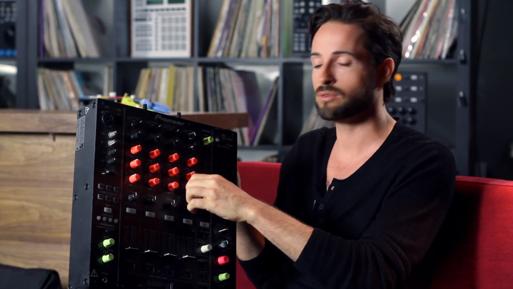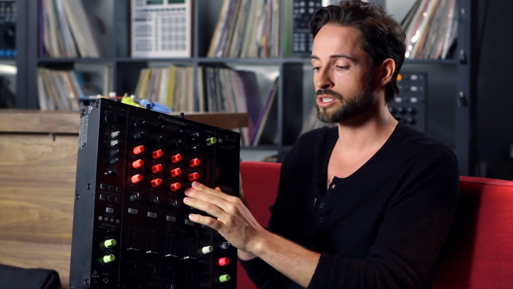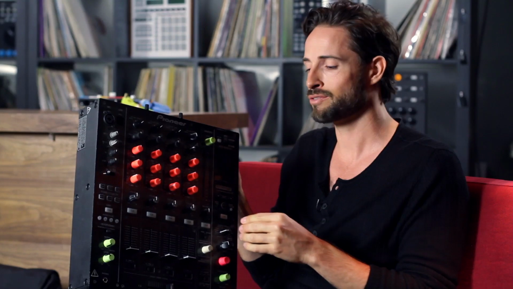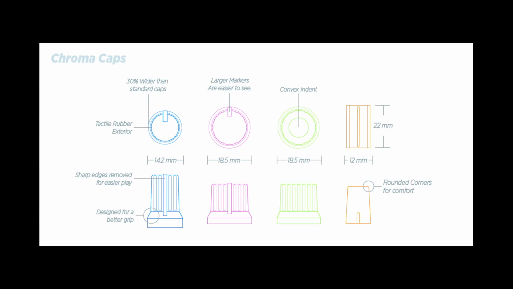And we came up with Chroma Caps, a line of knobs that come in different colors and have specifically been designed for performance. Things like double injected rubber exteriors, soft pointers that don't dig into your fingers, really grippable widths, and wider, fatter options as well for those that really want to crank and get into their effects.